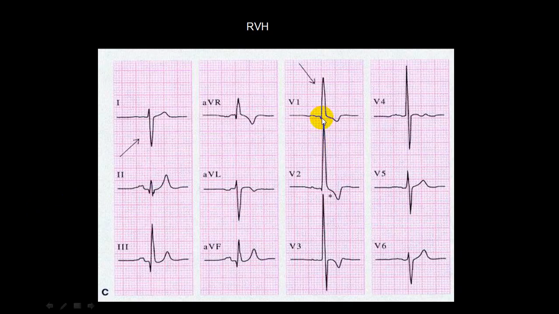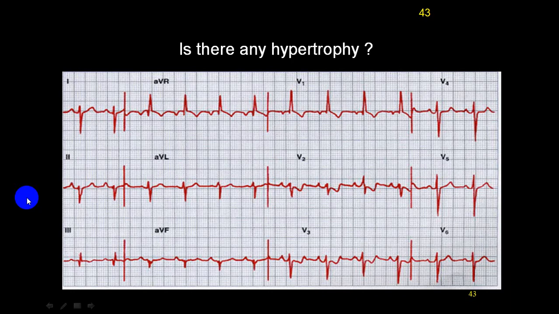Again, you can see here, there's a QR pattern. And R wave height is almost 13 small squares, almost come to 15 small squares. So this is straightforward. We don't require any other criteria. Even in AVR, you can see the height is bigger. And in V5, V6, you will get an S wave. Very typical of RVH. Again, you can see here, QR pattern. Again, you have got a tall R wave in AVR. And V5, V6 has got S wave, RVH.